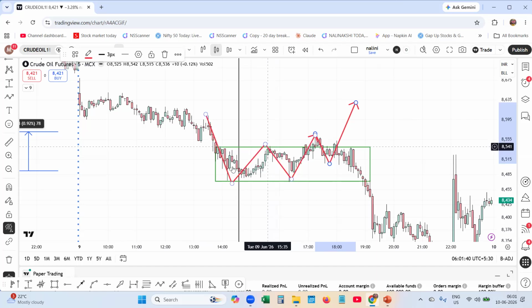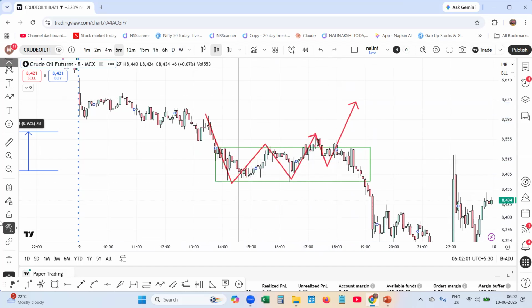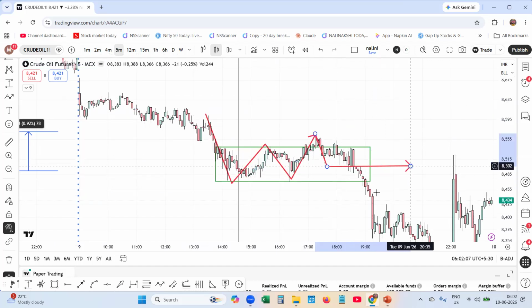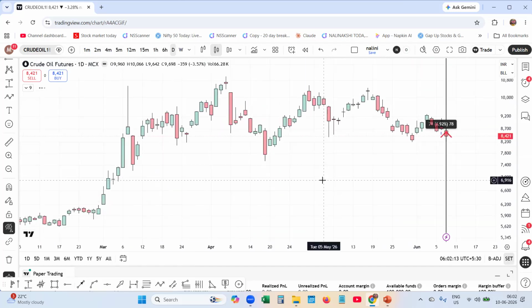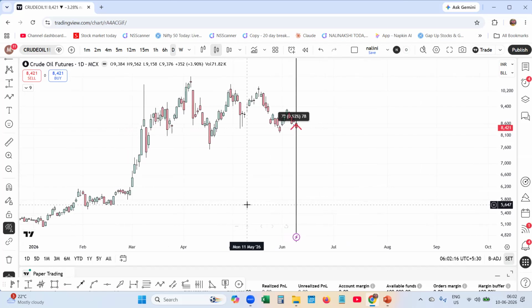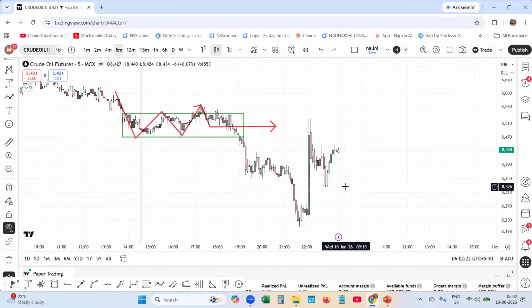Low, high, low, high: change of character, a change in the behavior of the trend. You try to take a position keeping the stop loss. Suppose you are seeing this structure and it is making a higher low. In this area, just imagine it is a higher low. Sorry, where did I go? Oh, it changed to the daily time frame.